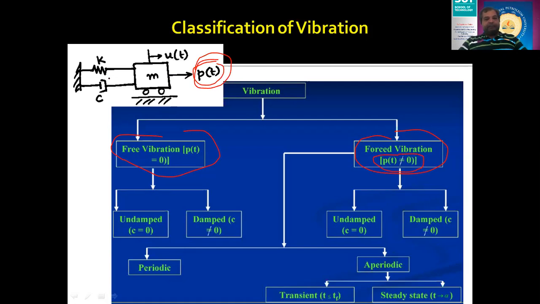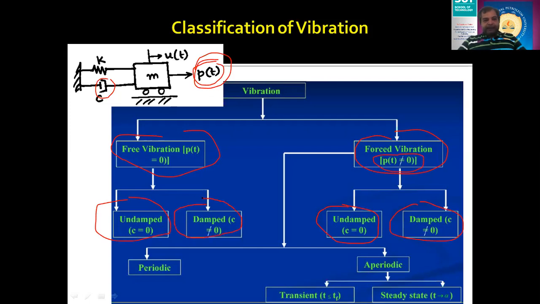Again, based on the damping characteristics, I will classify this vibration into another two categories, that is undamped vibration and damped vibration. Both in the case of free and forced vibration, these two categories will happen. So this is damped vibration and this is undamped vibration.